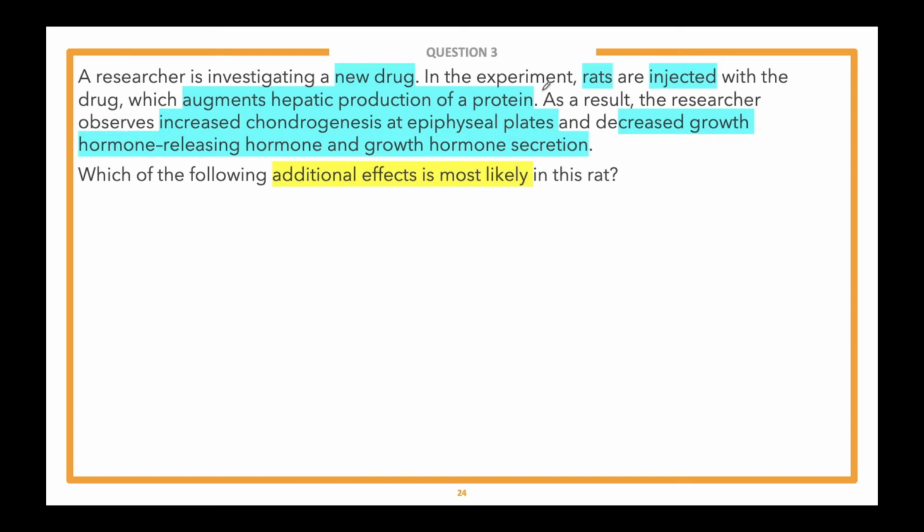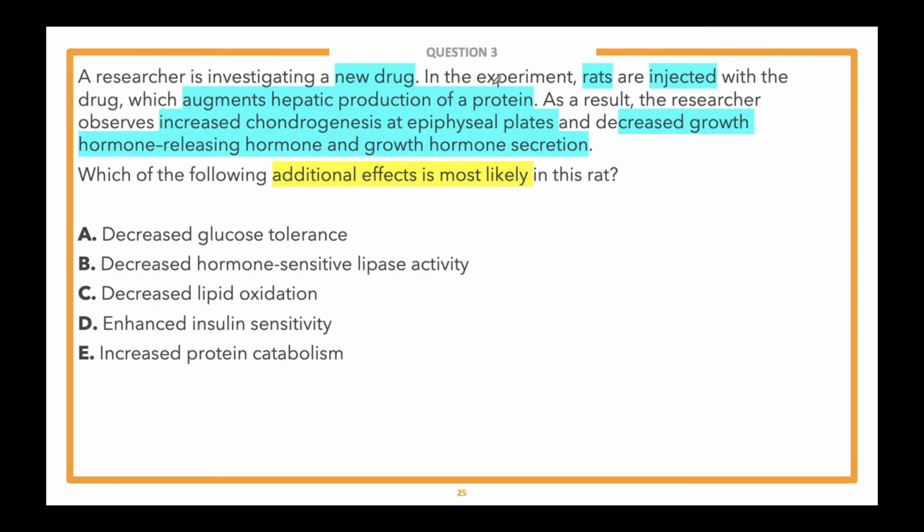So I think we have a couple steps here. This question is asking us specifically about an additional effect that is most likely to be seen. So I think one, we need to figure out what are they being injected with? What is that new drug based on the effects? Two, what else could we see from the answer choices? So I think we have a nice two-step question here. Let's go ahead and take a look once again at those answer choices.